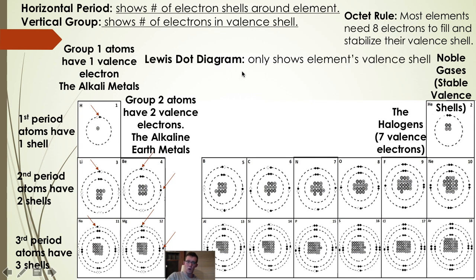So if a chemist wants to show the valence shell of an element to show how close it is to being stable or how far away it is from being stable, they'll create something called a Lewis dot diagram. For example, if a scientist wanted to show that argon had a completely filled valence shell, they could just draw the chemical symbol for argon and then draw 8 valence electrons around it.